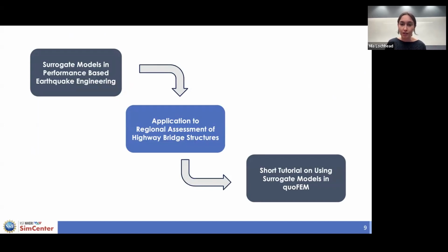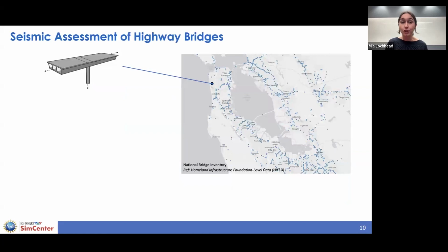And next, I'll be moving on to discuss an application to regional assessment of highway bridge structures. This is the use case I've been working on recently, and I think it provides an interesting look at using these surrogate models in context. Here I'm showing a map of the San Francisco Bay Area, and each of these blue points is an individual highway bridge structure.